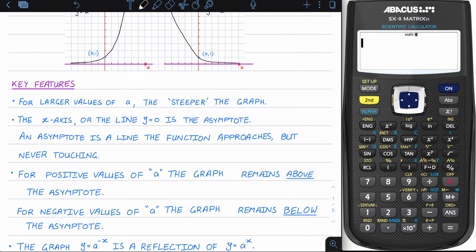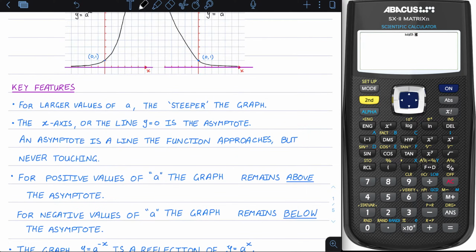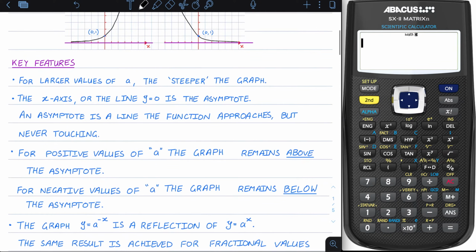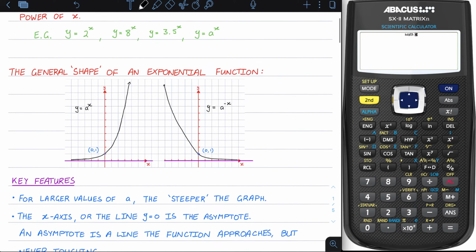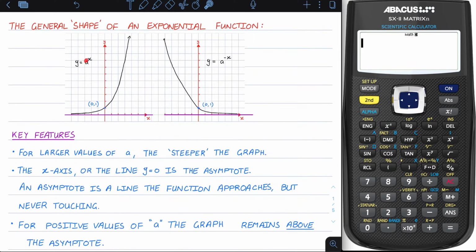For positive values of a, the graph remains above the asymptote, and for negative values of a, the graph remains below the asymptote. So this here is positive a to the power of x. It's above the asymptote. But if that value of a was negative, a to the power of x would look like this, below the x-axis. Same goes for this one. If this was negative a to the power of negative x, it would look like this. It's a reflection of this one.